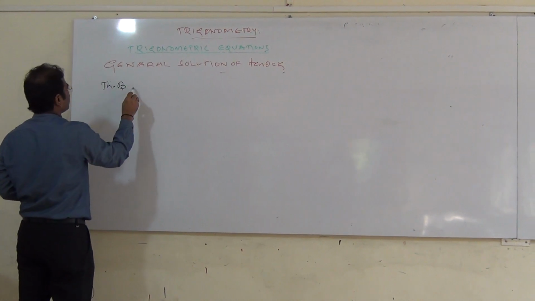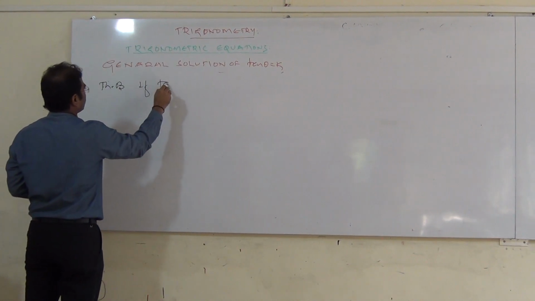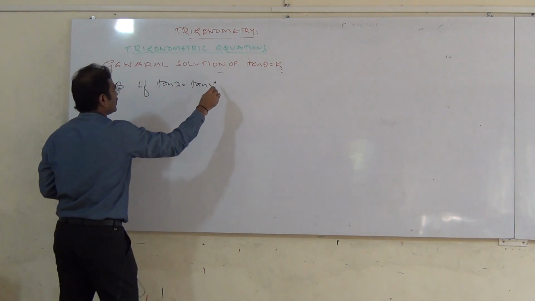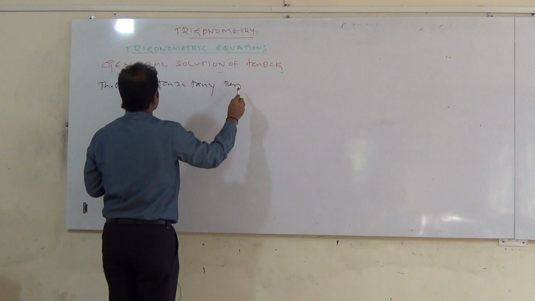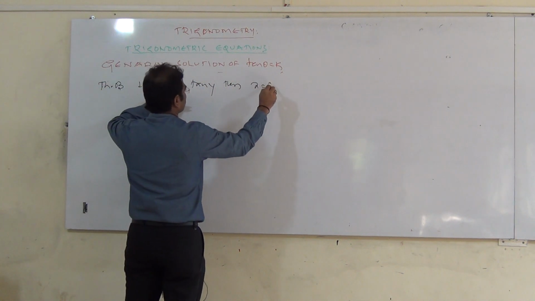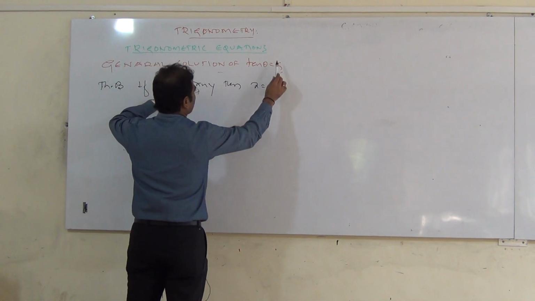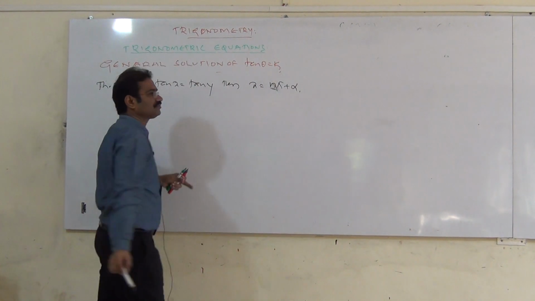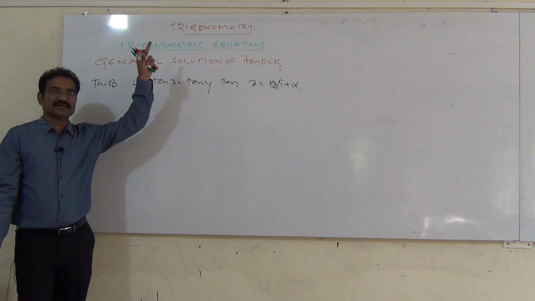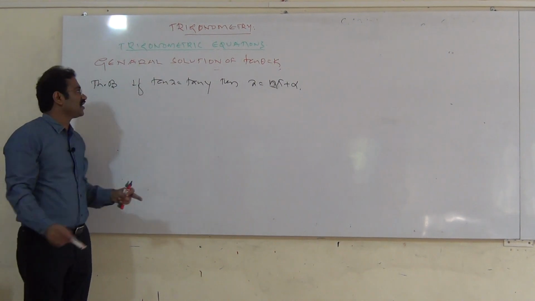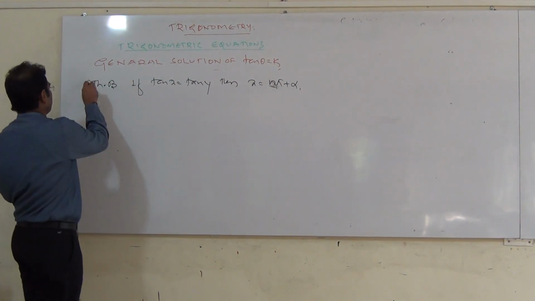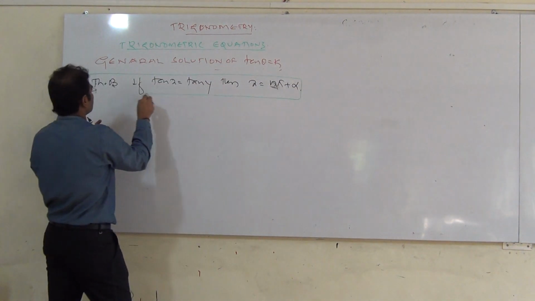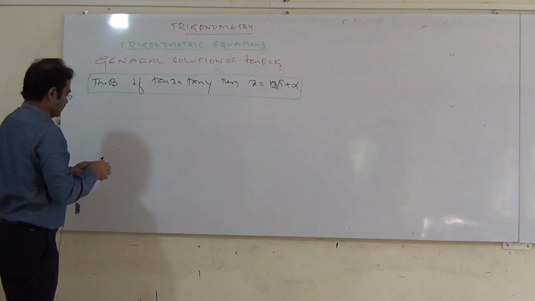Theorem number 3. If tan x is equal to tan y, then x is equal to n pi plus alpha. There it is 2n pi plus or minus alpha. Here it is n pi plus alpha. Yes, we have to write the solution for this. It is too simple.